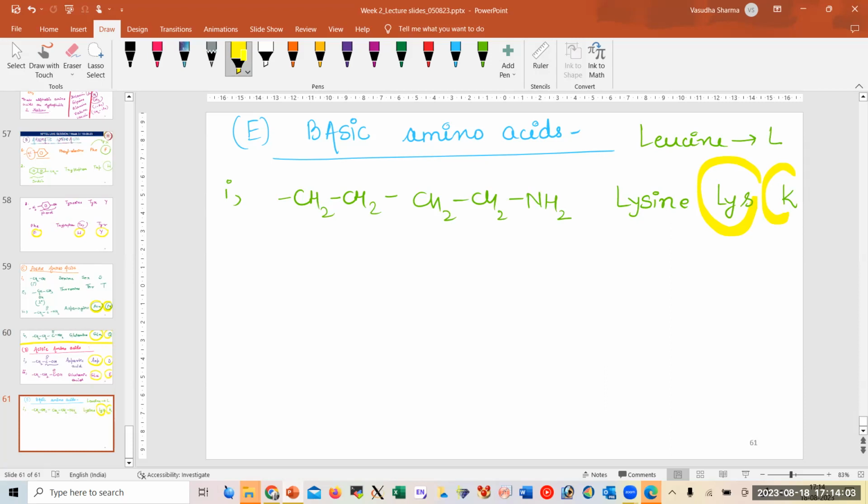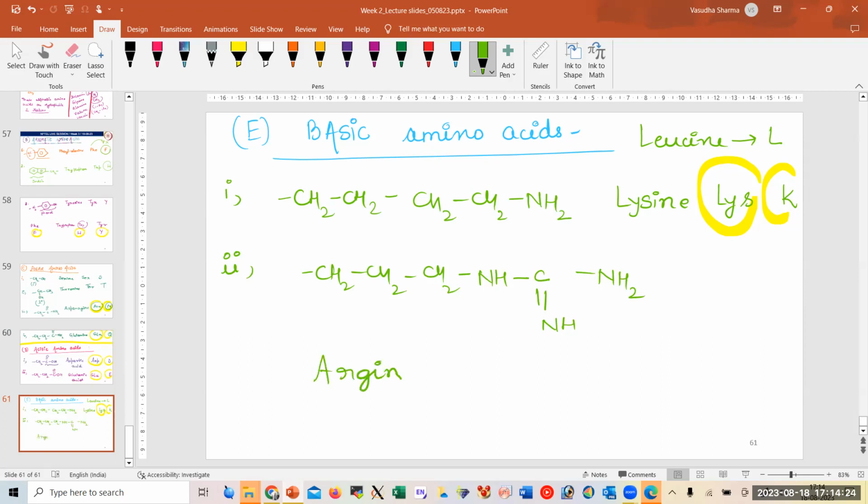And the second one is CH2, CH2, CH2, NH, C double bond NH, NH2. So the carbon number remains the same, but 2 additional NH groups are involved. It is called arginine, written as ARG and R. Since alanine has already been given the A code, arginine is given R.